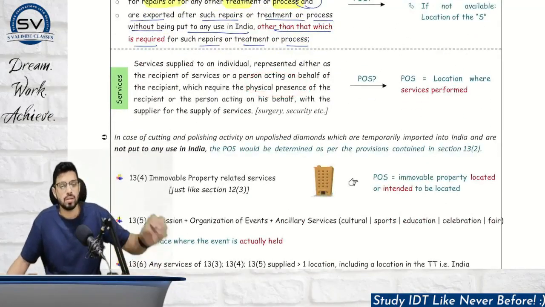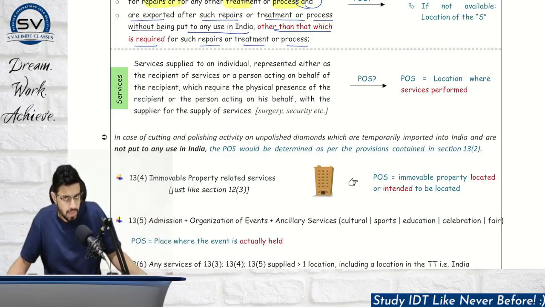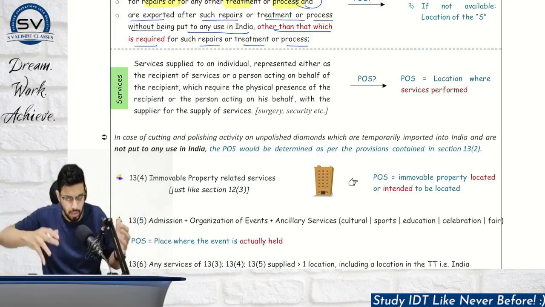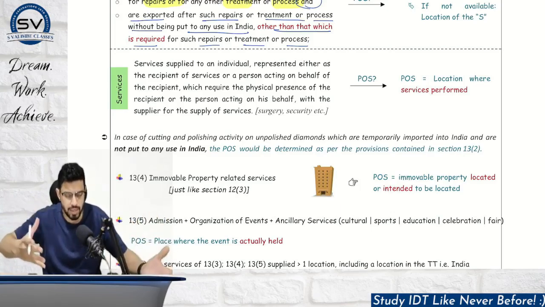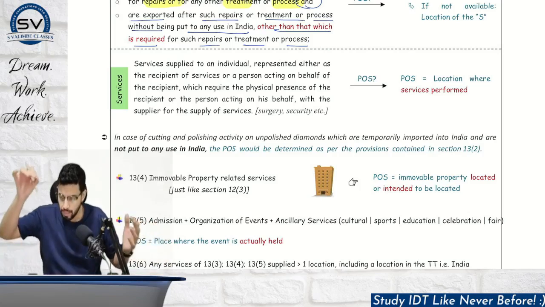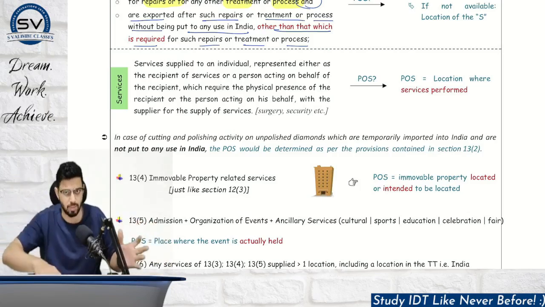Now example, there is some beauty makeup happening. Now for makeup, that person, the recipient, needs to be there for the purpose of providing service. I cannot provide that on remote basis, right? I cannot do it on digital means. The person needs to be there. Physical presence of the person is required.